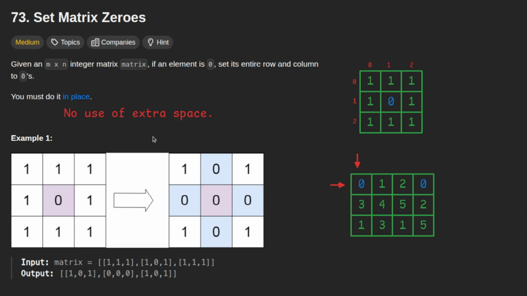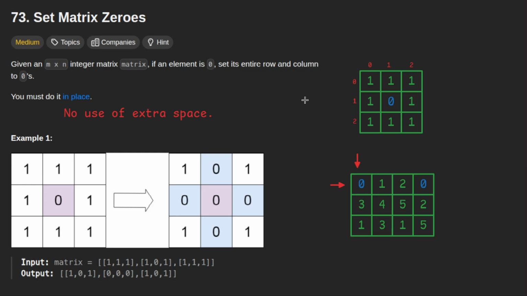An example is given to us: 0 at the center, and all the other cells are 1. Once we encounter a 0, we will convert all its row and all its column to 0. That's the complete scenario. So if we convert this to 0, let us see how we can do it intuitively.